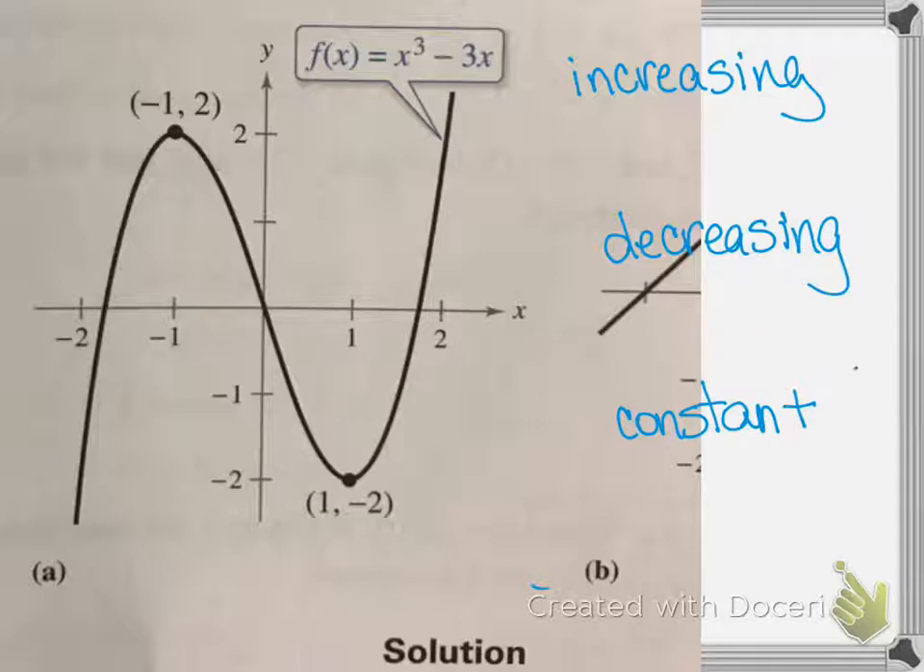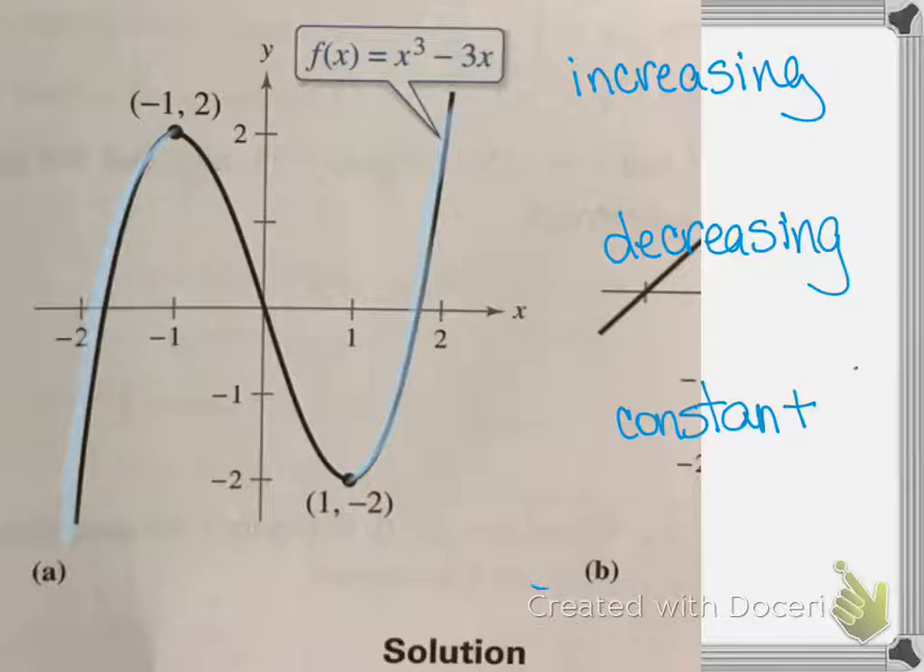So where is my graph increasing? It has what we think of as a positive slope. Who wants to raise your hand and tell me? From negative infinity to negative 1, and then from 1 to 0. Good. Both of those intervals are increasing.